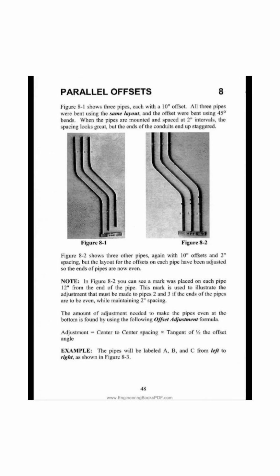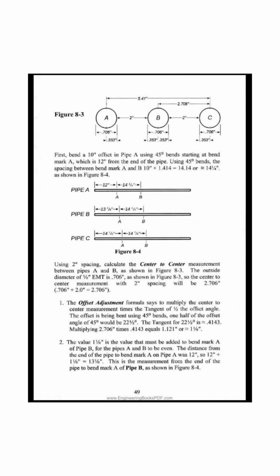Example. The pipes will be labeled A, B, and C from left to right, as shown in figure 8-3. First, bend a 10 inch offset in pipe A using 45 degree bends starting at bend mark A, which is 12 inches from the end of the pipe. Using 45 degree bends, the spacing between bend marks A and B is 10 inches by 1.414 equals 14.14 or approximately 14 1/4, as shown in figure 8-4.